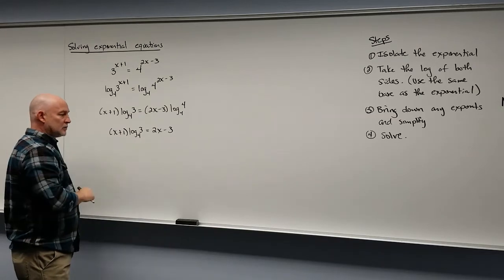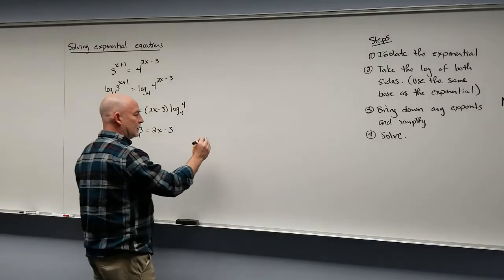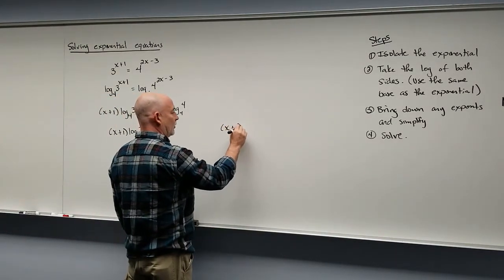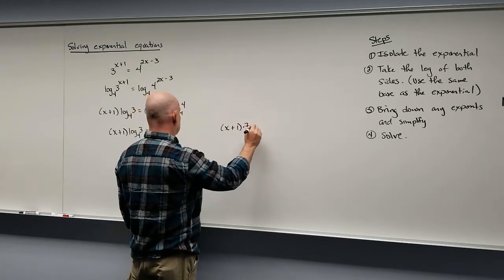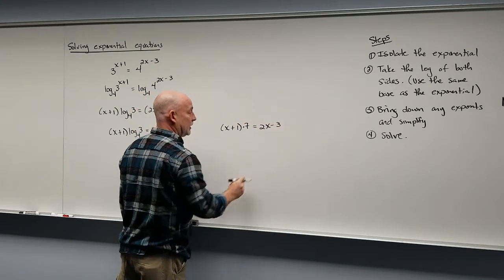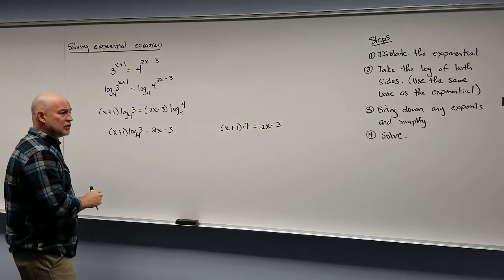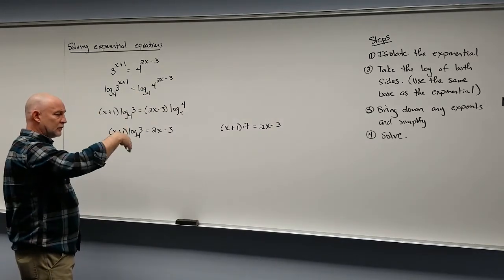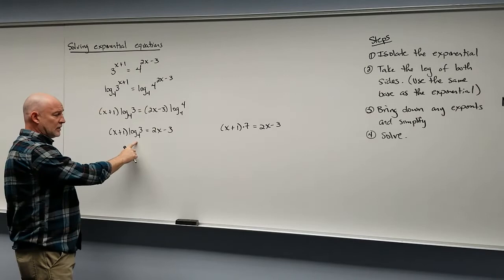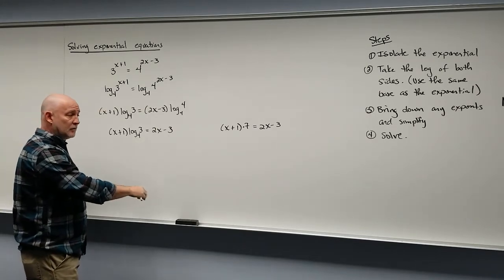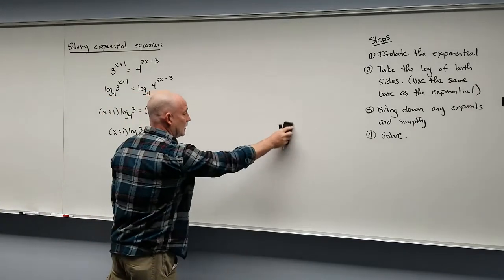All right, I know that this looks scary, but think about it like this. If this was the equation, x plus 1 times 7 is equal to 2x minus 3, I'm guessing you could solve that fairly easily, right? Distribute, get all your x's to one side and the rest on the other. The only difference is I don't know exactly what this number is, but that doesn't mean my steps are going to be any different. So what are we going to do?